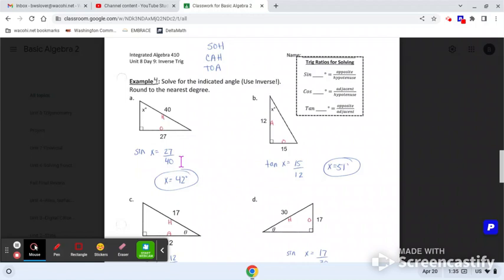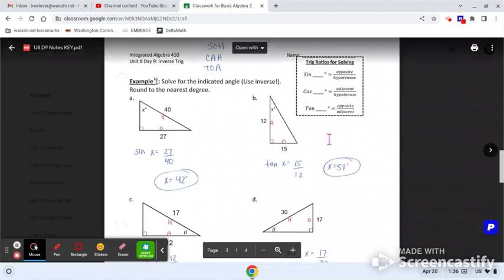And then you're going to plug that into your calculator. Shift sine 27 fraction 40. Or if you're having trouble and it's not working, maybe do shift sine and then parentheses 27 divided by 40. Maybe that'll give you an answer this time. I don't know. But when we round, we get 42 degrees.